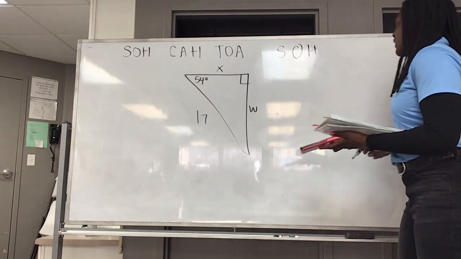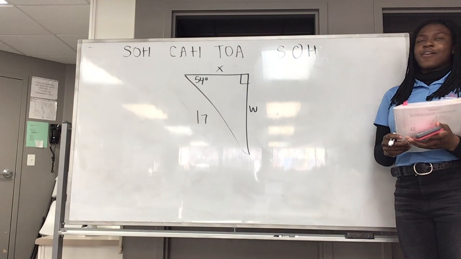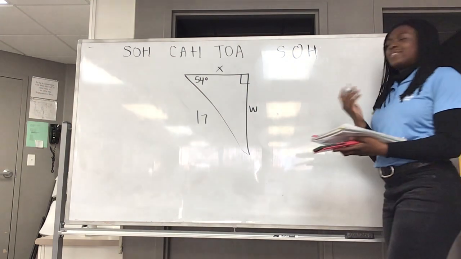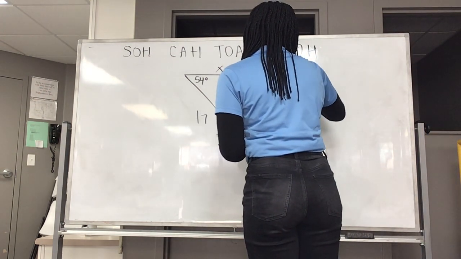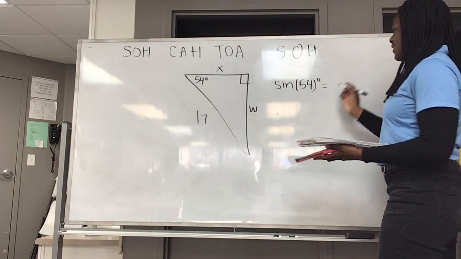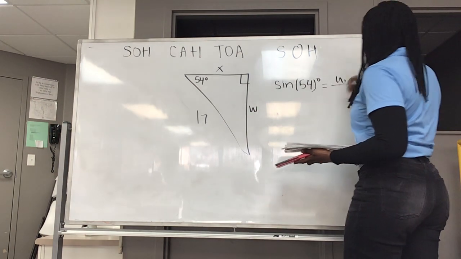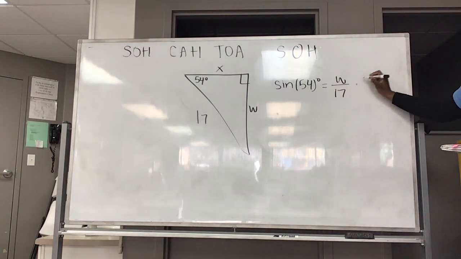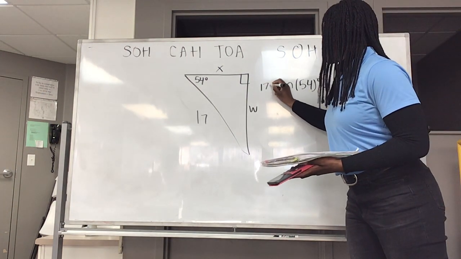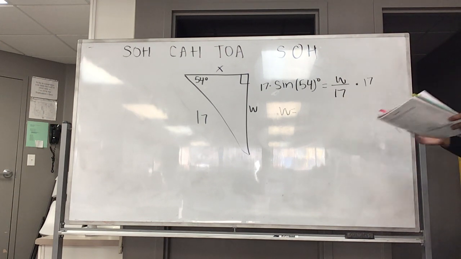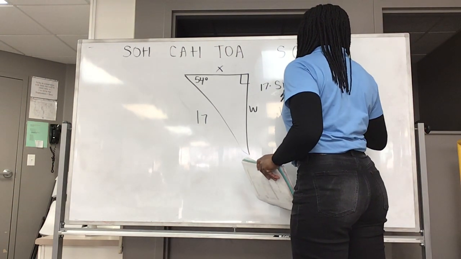Okay, so I'm going to have you guys try and set up the equation yourself and then solve for W. Oh, hold on. Actually, I'll do this one with you guys. Okay, so sine of 54 degrees is equal to opposite W over hypotenuse 17. Okay, so then we'll multiply by 17 on both sides. And so then what does W equal? 13.75. Yeah, 13.75.